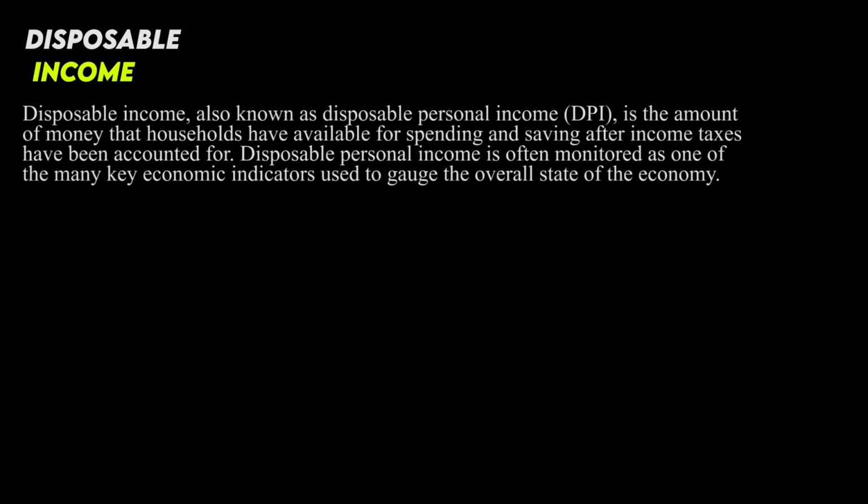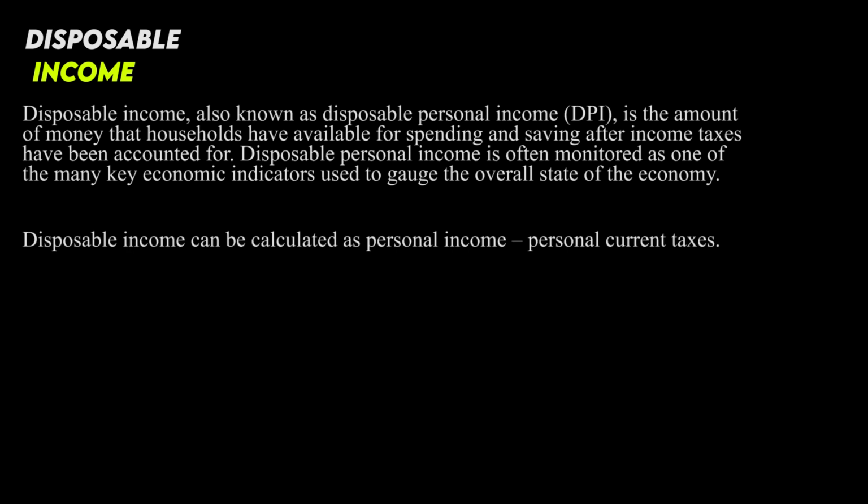Disposable income, also known as disposable personal income (DPI), is the amount of money that households have available for spending and saving after income taxes have been accounted for. Disposable personal income is often monitored as one of the many key economic indicators used to gauge the overall state of the economy.